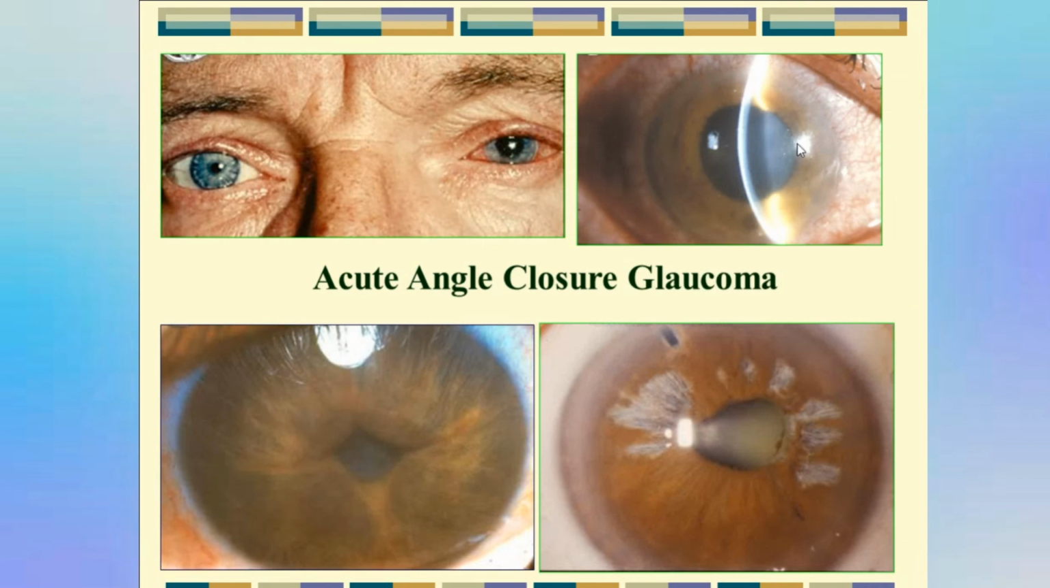On this picture, you can see acute angle closure glaucoma. Look at this redness of the eye, dilatation of the pupil. On this picture, you can see edema of the cornea. Also, the pupil is dilated.